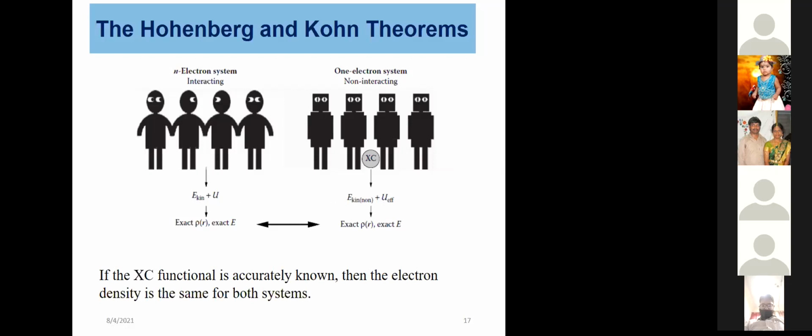So Hohenberg and Kohn did nothing, but they broke the kinetic energy part into two terms, and clubbed the interacting part with the potential energy, and these two terms, E kinetic plus U, and also E kinetic non-interacting plus U effective, will give us the same total energy. So they did a modification so that they can solve the many body equation in a simpler manner. And that's why we get an exchange correlation term while solving the non-interacting one-electron system.